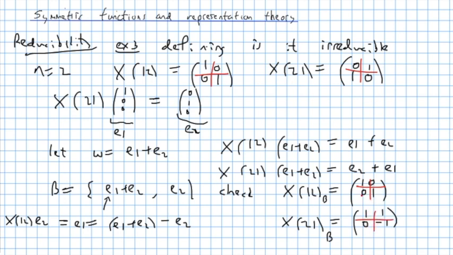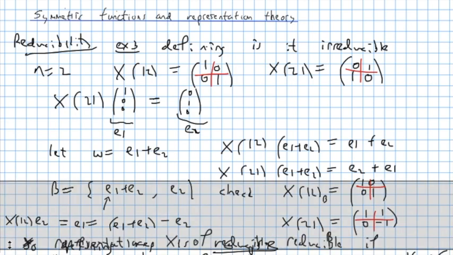You see, I have the 0 below in the same position. So because of this, the defining representation is not irreducible. It is reducible. Okay.